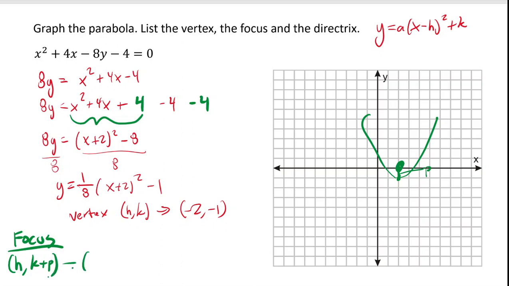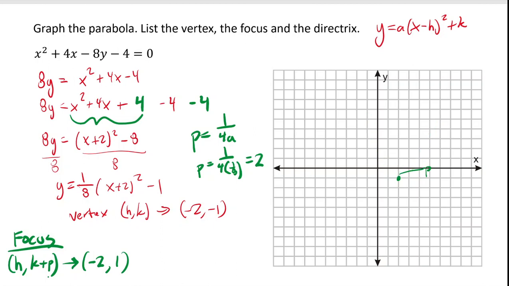So for us, for this problem, it would be -2 and then -1 plus, oh, we don't know what p is, sorry. We get p is equal to 1/4a. So p would equal 1 divided by 4 times 1/8, which is just going to be 2 after you simplify that. So p is 2, so we're going to add 2 to -1 and get 1. So that means, let me erase all this stuff. We had our vertex right there. Our focus is at (-2, 1) right here.